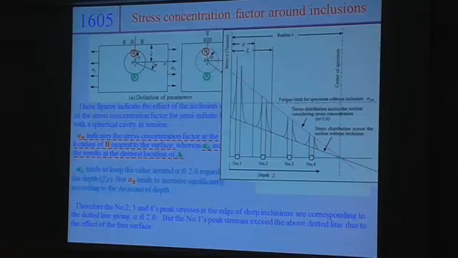Therefore, number 2, number 3, number 4 peak stresses at the edge of deep inclusions correspond to the dotted line giving alpha nearly equal to 2.0. But number one peak stress exceeds the above dotted line due to the effect of the stress surface.